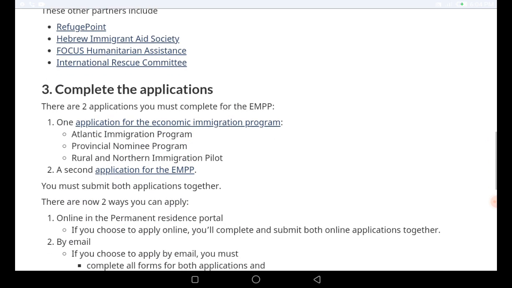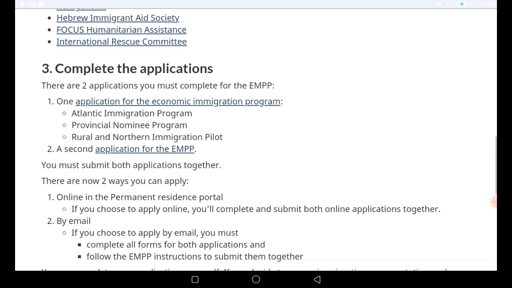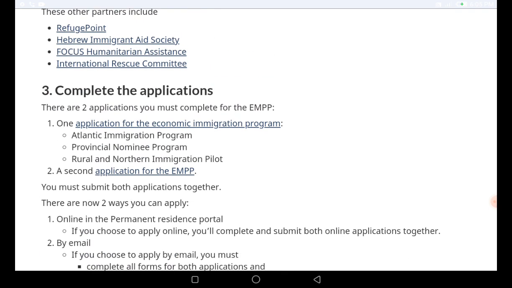Okay, so for you to complete the application, there are two applications you must complete for the economic migration program. One application for the economic immigration program.